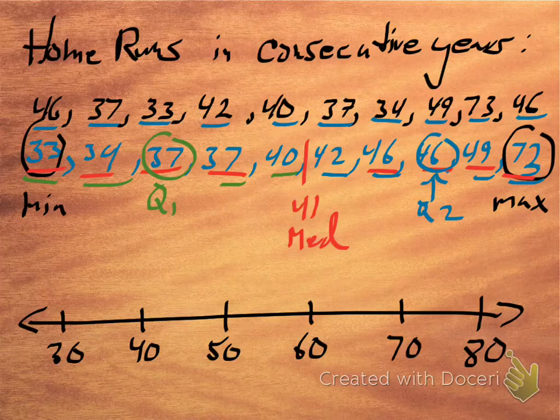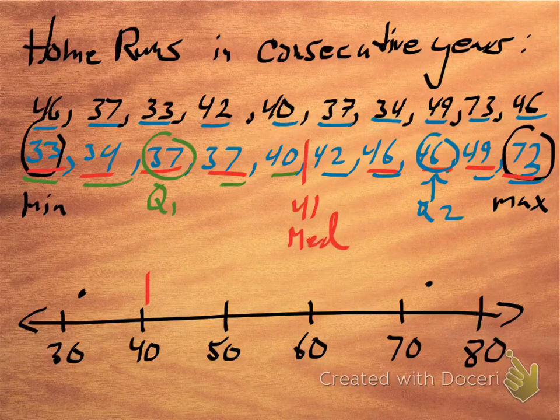Good. All right, so let's go ahead and put the minimum in. The minimum would be right here. Notice the minimum is just going to be a dot. Okay, the maximum is also going to be a dot. That's going to be 73. That's going to be right about here. All right, the median, let's go ahead and put a vertical line in. That's 41. That's way down here.